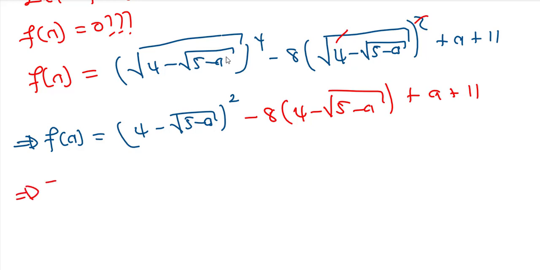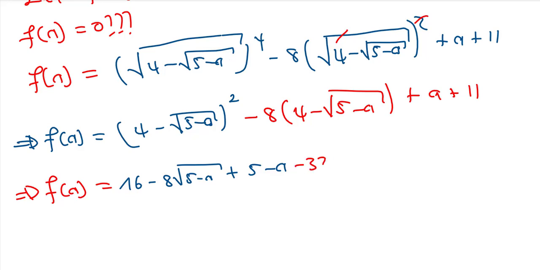So this means that my f of a will be equal to, let's expand. Expanding this bracket, we have 16 minus 8 root 5 minus a, then that will be plus 5 minus a, then we expand this other bracket, so what we get is minus 32 plus 8 root 5 minus a. So I've expanded this side, then plus the last part, which is plus a plus 11. Now let's simplify and see what it gives.